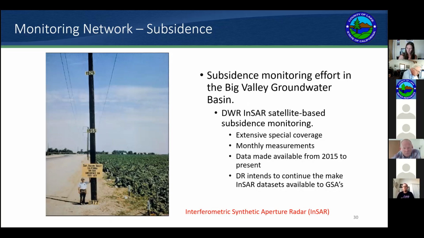So the thought was, well, could we utilize the InSAR data to keep track of subsidence in Big Valley? That's the thought. And I'm going to walk you through some preliminary data that we got from DWR, where you can see where subsidence is occurring, or in this case, not occurring, in Big Valley.